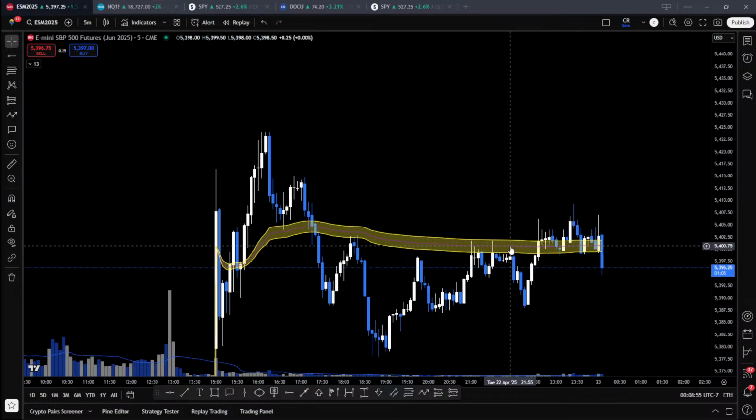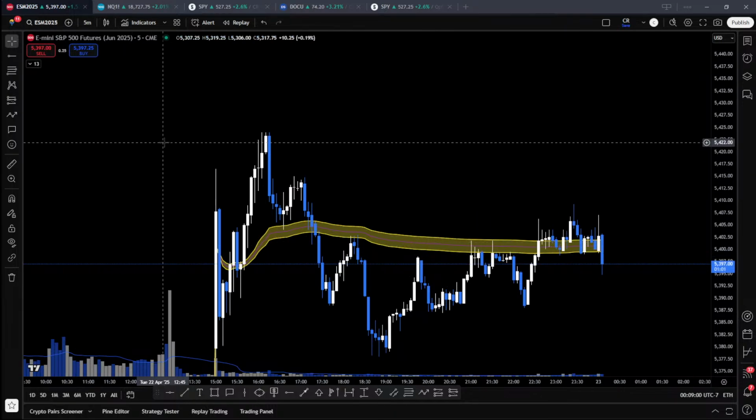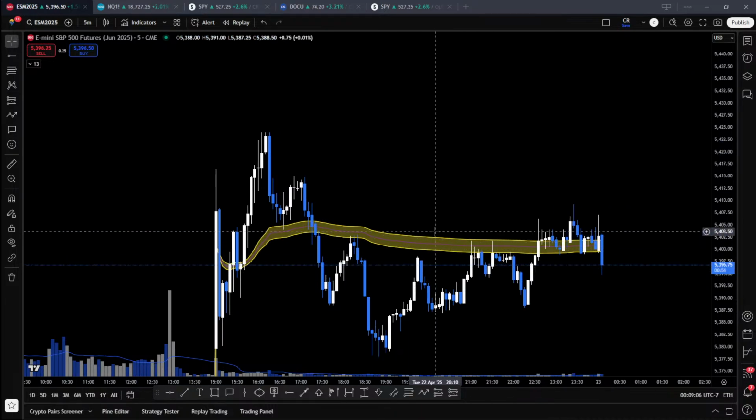I just like the coloring of this one, but the other one works fine. And you could also change the coloring, but this one's already how I like it, so I just use this one. All right.